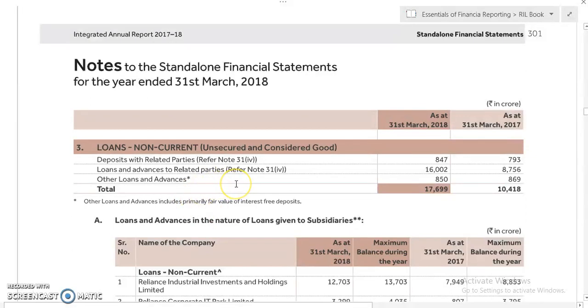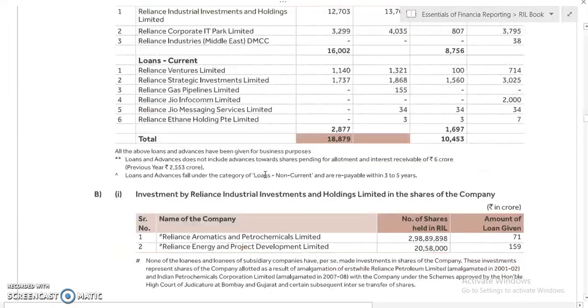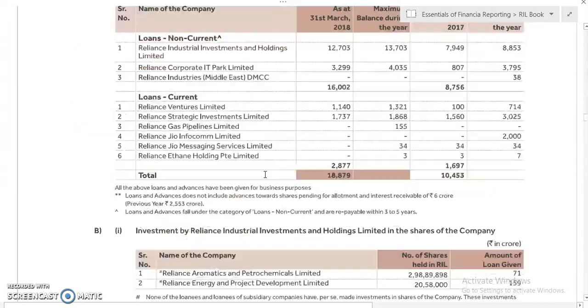Loans, non-current loans: they have given loans and advances to related parties. This is very, very important to focus on. The loans are given to related parties: deposits to related parties, loans to related parties, other loans and advances. The other loans are only a very fractional amount, but most of it is going to their own related parties. You can see the details of related parties in another note. Why are the companies doing this? They are doing businesses, right? So they loan to their own companies. They are giving you the details of who those companies are here. $18,000. No, this is different. Sorry.